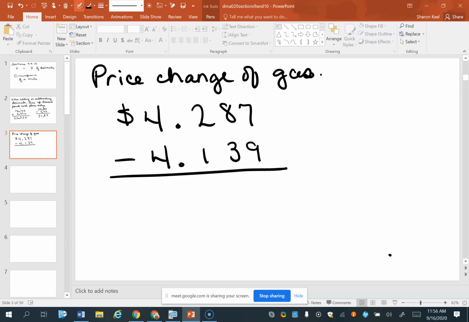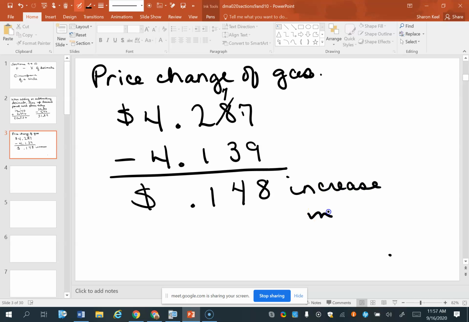As we do our subtraction at this point, we would subtract 9 from the 7, and this becomes a 17. 9 from 17 would give us 8. 3 from 7 would leave us with 4. 1 from 2 would be 1. And then 4 from 4 would be 0. So this would be the increase for the change of the gas for that week.